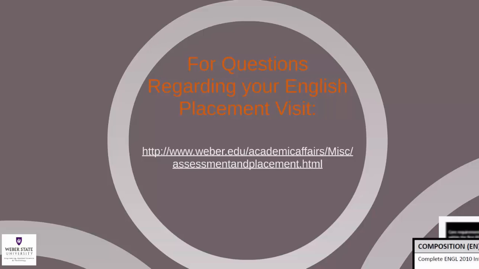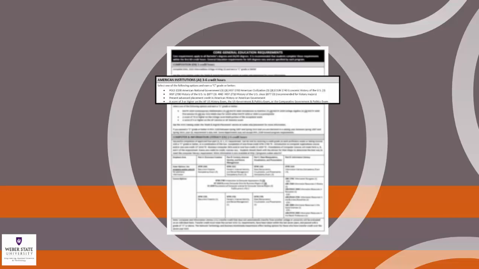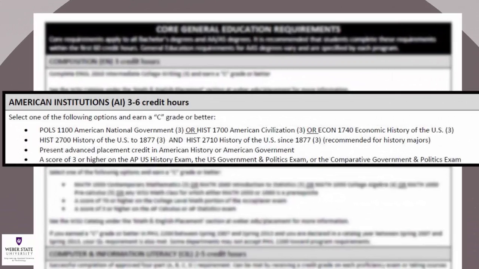The second requirement is American institutions. This requirement can be completed in one of 5 ways. You can either take Political Science 1100, History 1700, or Economics 1740, or a combination of History 2700 and 2710. Or if you received a score of 3 or higher on the AP US History exam, the requirement will be complete. Please note that the 4th option is designed for history majors or minors. Most students complete the requirement choosing a course from the first option to avoid taking an extra class. You are required to pass the class with a C or better.